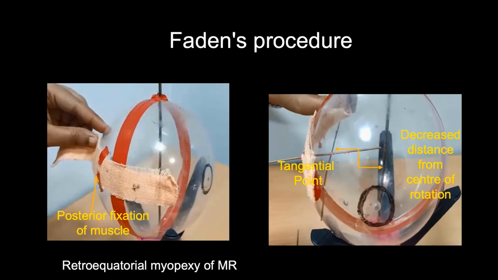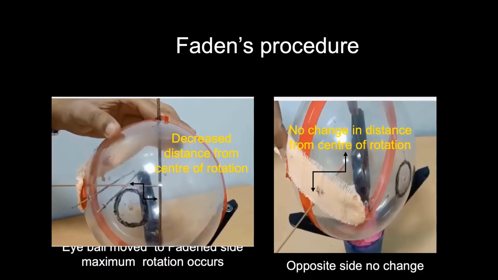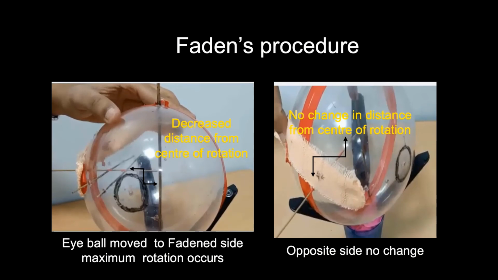In Faden's procedure, we attach the muscle posterior to the equator so that the distance from the center of rotation to the new point of insertion, which is posterior to the equator, is reduced without any change in the primary position. When the eyeball is moved to the Faden side, further shortening occurs, but on movement to the opposite side, there is no effect.